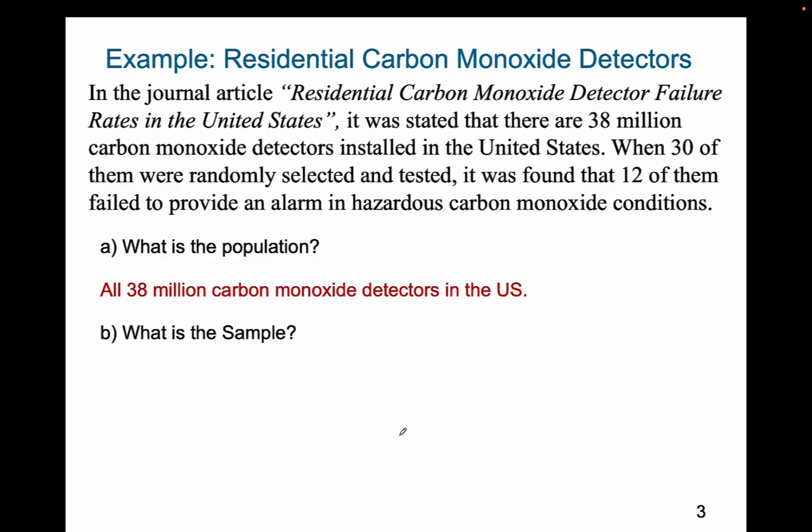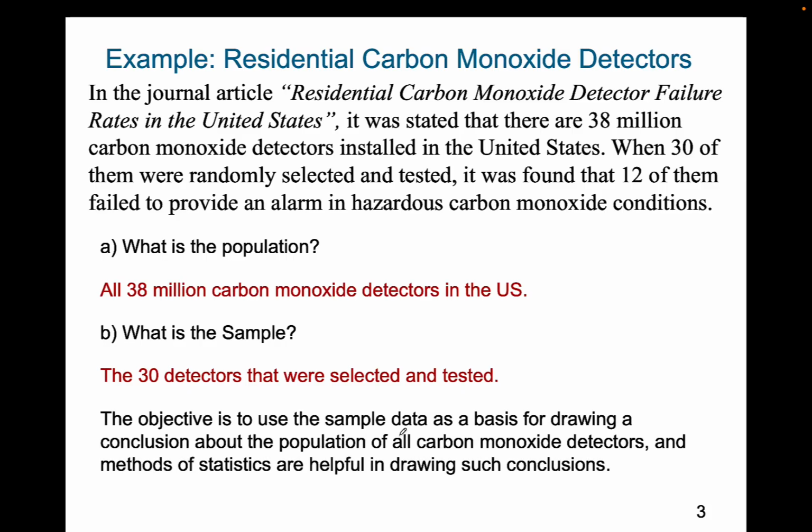What is the sample that took place in this, from the article we're reading here? Is it the 38 million, the 30 that were randomly selected, or the 12 that failed? If you said it was the 30 detectors that were selected and tested, you got that right. So of that 38 million, 30 of them were selected and tested. Not too many, only 30 out of 38 million. It's a pretty small sample size. Regardless, 12 of them failed.